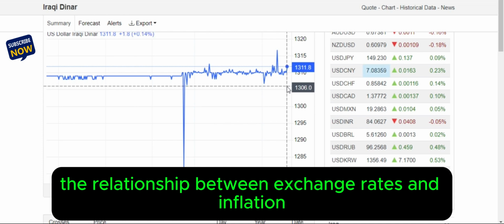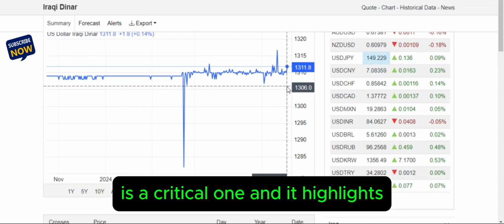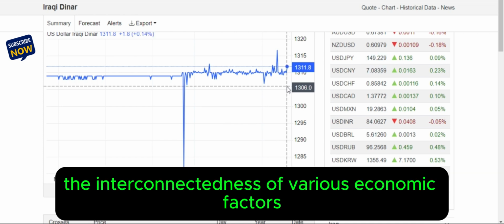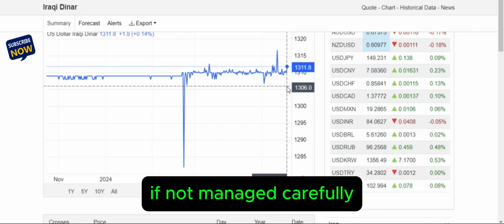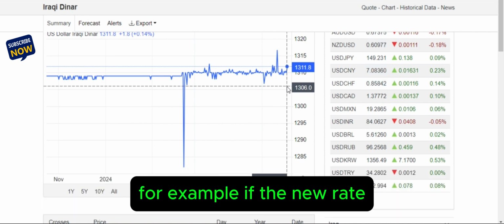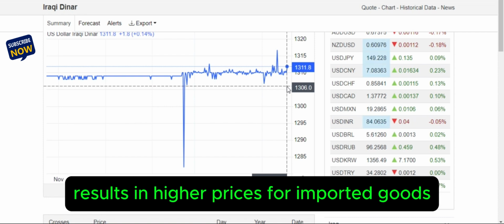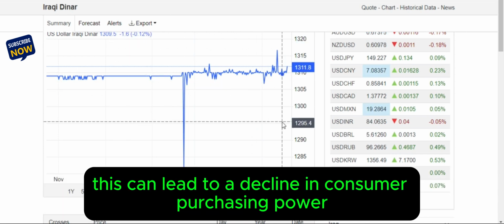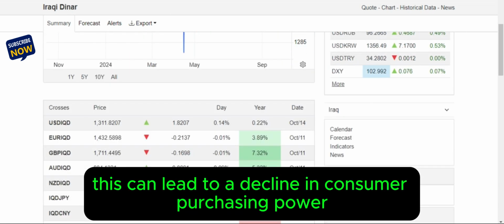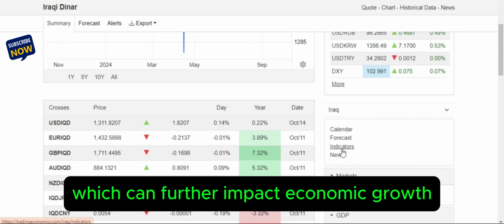The relationship between exchange rates and inflation is a critical one, and it highlights the interconnectedness of various economic factors. A new exchange rate can lead to an inflationary spiral if not managed carefully. For example, if the new rate results in higher prices for imported goods, consumers may find themselves paying more for everyday items. This can lead to a decline in consumer purchasing power, which can further impact economic growth.